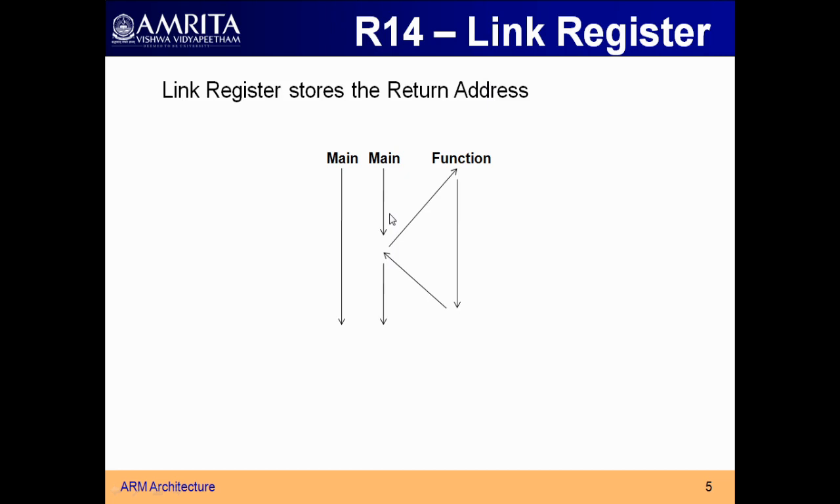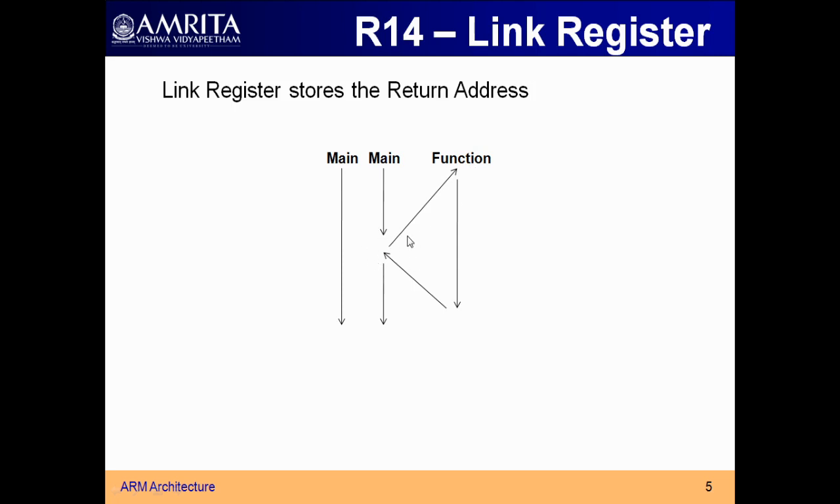So same example we'll take. You are having a main program and a function. You are executing the main program. When you are calling a function, you need to go to the function. Then processor will be executing the function. After executing the function, the processor should come back to the address, right, or come back to the next address from where you have jumped to the function.